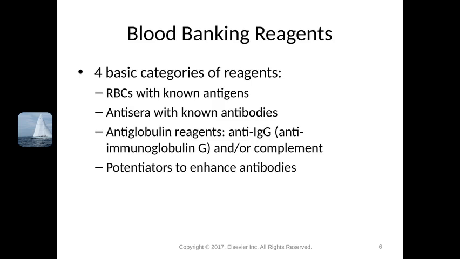Then we have what's known as antiglobulin reagents. These antiglobulin reagents are either our anti-IgG by themselves, our anti-complement, or our polyspecific AHG, or anti-human globulin in general, and that will actually have your IgG and your complement in it. And then potentiators to enhance antibodies are our fourth category, and these would most commonly be your LIS or your PEG.